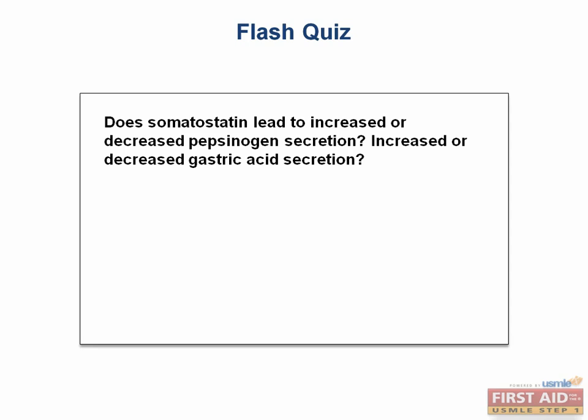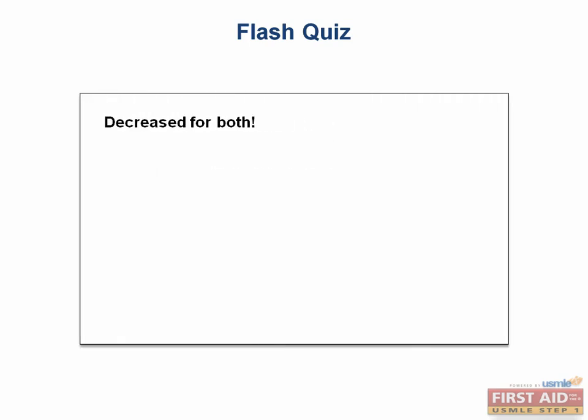Let's do a flash quiz. Does somatostatin lead to increased or decreased pepsinogen secretion? And does it lead to increased or decreased gastric acid secretion? Well, it's decreased for both. Let's do a quick review to reinforce what we just learned. Somatostatin is produced by the D cells of the pancreas and decreases the secretion of pretty much everything.